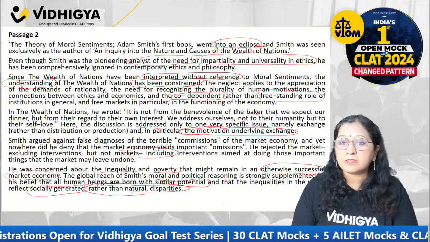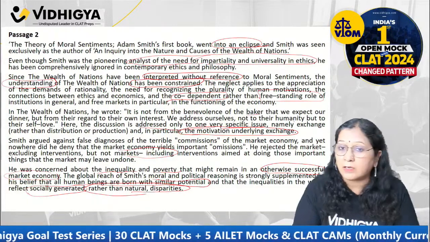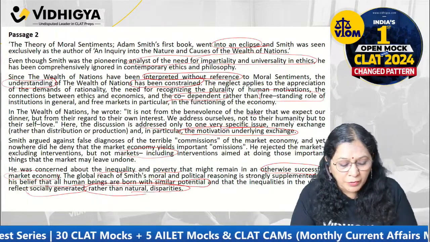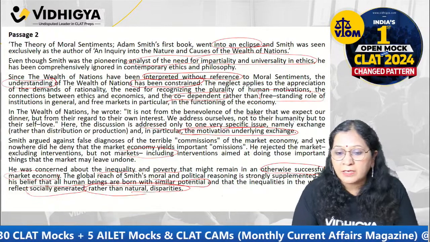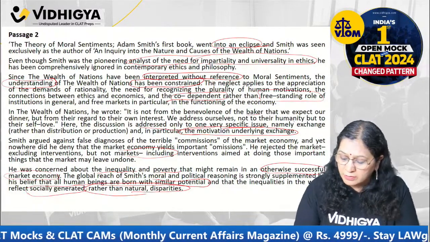So if you read this when you are taking the test, I think a few of you might not have been able to come to the major point, but at least what we have underlined, underline that. When we do the questions, we can come back to the passage.